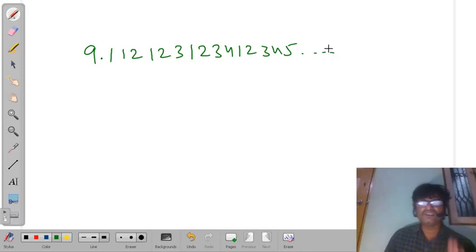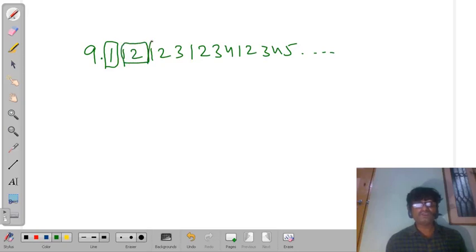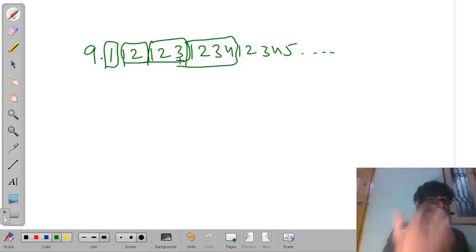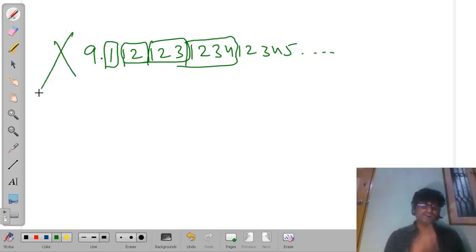Actually, it seems like the digits are getting repeated, but actually not. Here, if you observe, this is 1, then we have 1, 2, then we have 1, 2, 3. So the digits are not getting repeated; the pattern is. So this is not a rational number. We can't write this in the form of a fraction, in the form of a ratio. This is an irrational number.